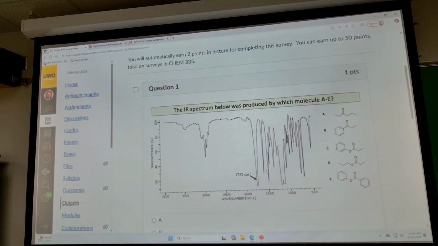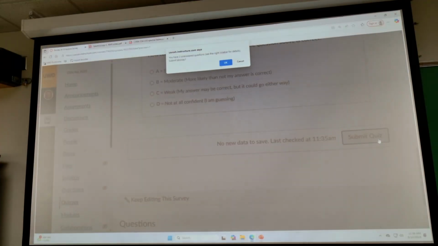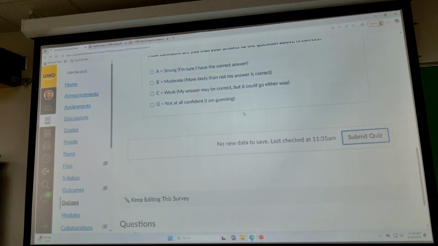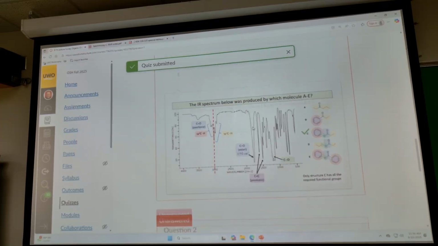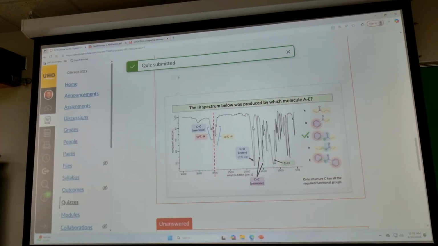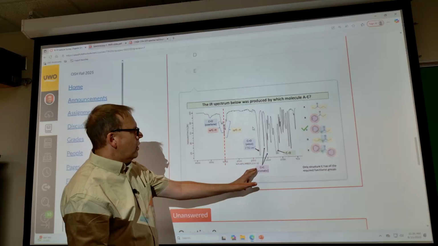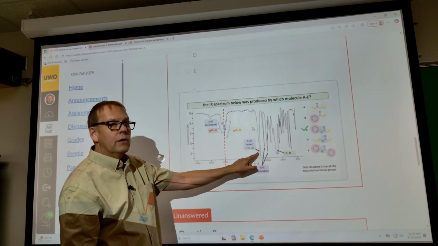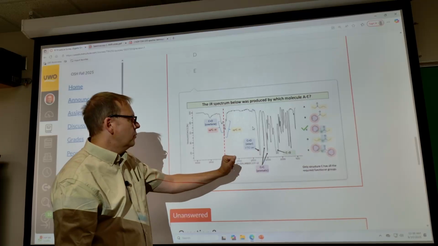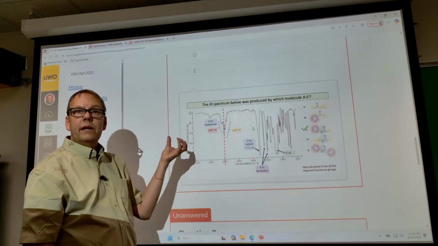And let's see how the class did on this. I'm going to submit this quiz, and that's going to pop up the solution that explains the data. So the solution that I put up here, and I'll make it just a little bigger, summarizes all this stuff that I was talking about. It's saying there's aromatic C double bond C signals here. There's an absorption for the ester carbonyl there at 1752. There's sp3 hybridized CHs and sp2 hybridized CHs on either side of 3000.